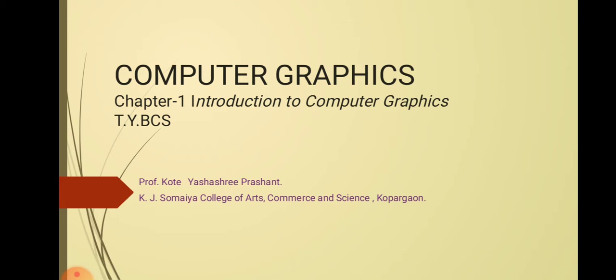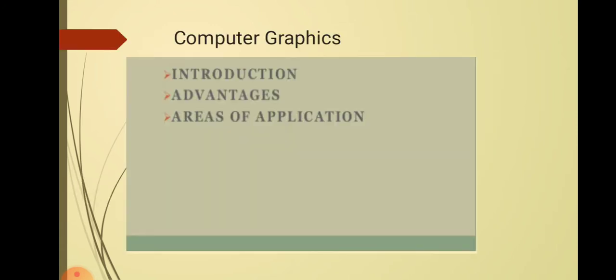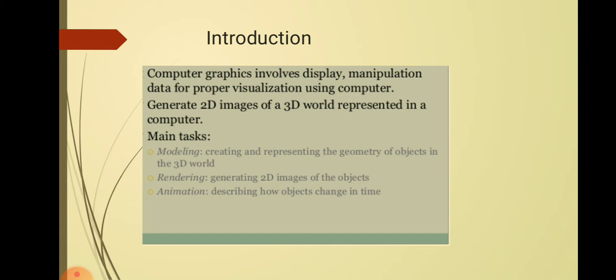Then start the lesson first. Introduction to computer graphics. Computer graphics main points. First of all, introduction. Second one is advantages and third is areas of application. Then first of all, introduction. What is meant by computer graphics? In your exam they ask a 2 or 3 marks question: what is computer graphics and what are the advantages of computer graphics?